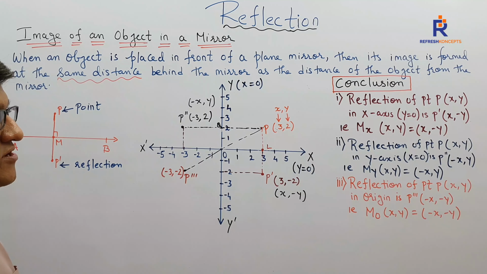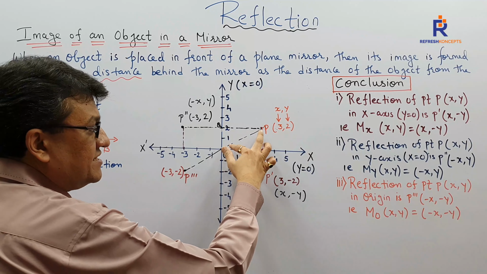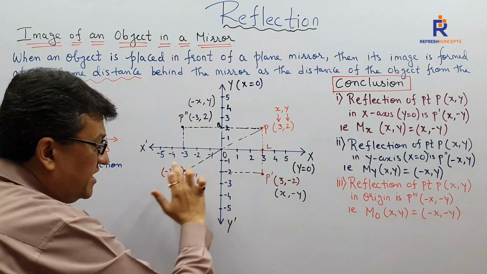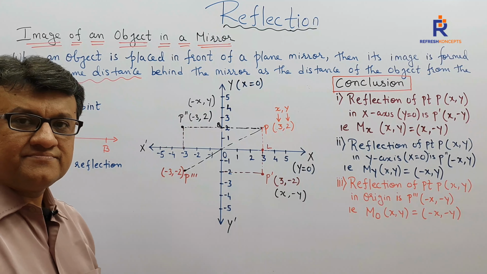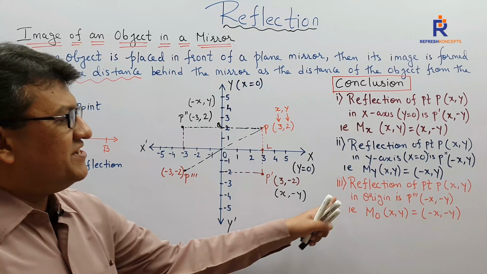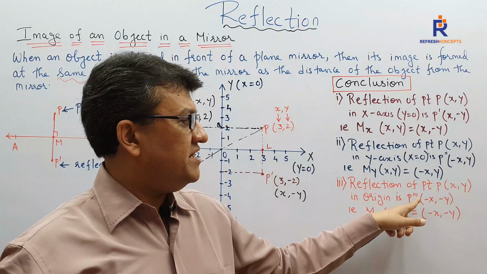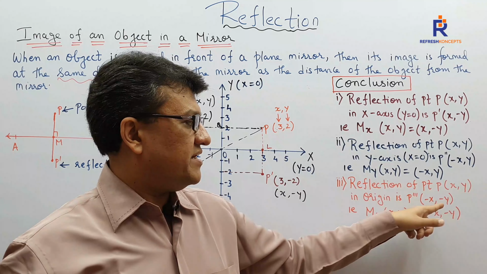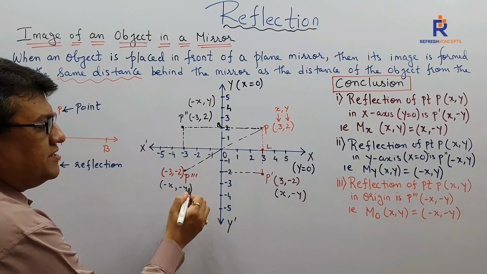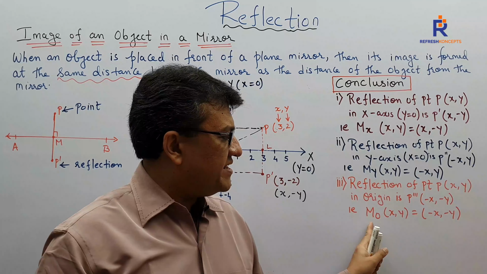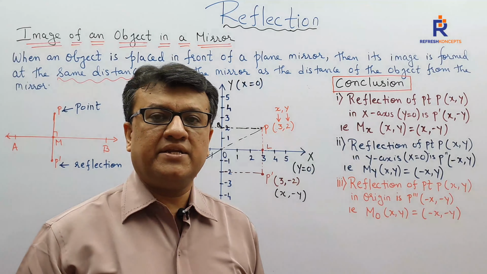What did we learn from this? We learned that the x coordinate also got changed, the y coordinate also got changed. So what is the conclusion? Reflection of point P, x comma y in origin is P triple dash, minus x, minus y. Mathematically written as reflection along origin x, y is nothing but minus x comma minus y.